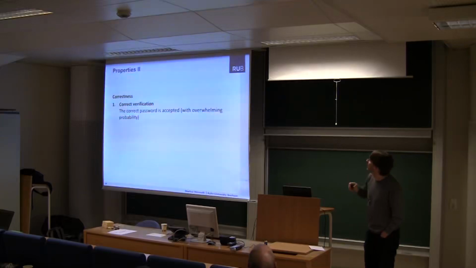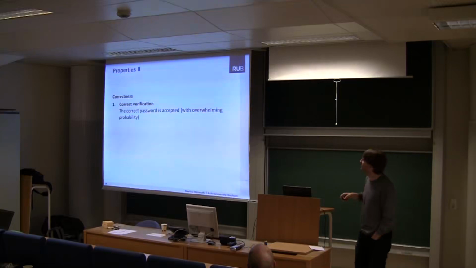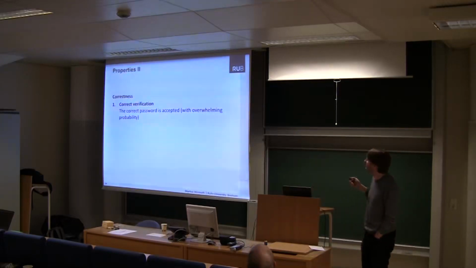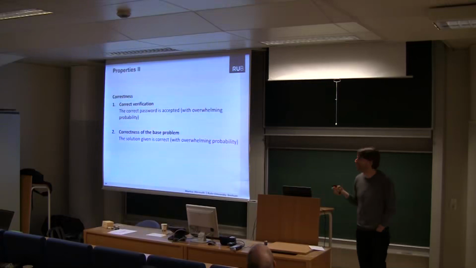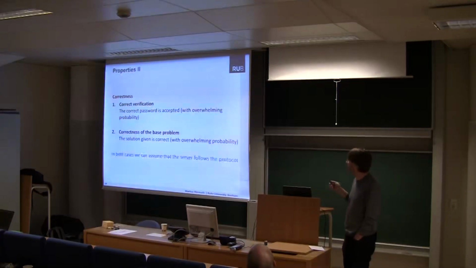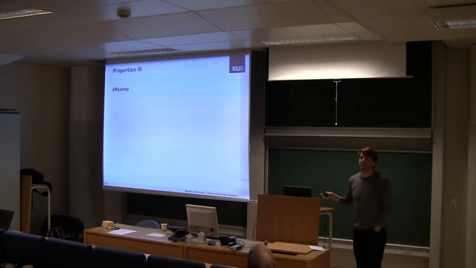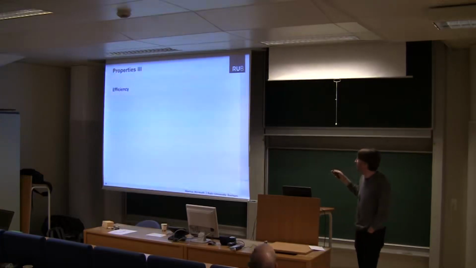Anyway, more properties that we want to have is correctness, of course. Correct passwords should be accepted, otherwise it's a pretty boring construction. Also, the solution to the base problem should be correct, because otherwise there's no use of using the construction. And here we can assume that the server follows the protocol because he has an incentive for both correct verification and correctness of the base problem.